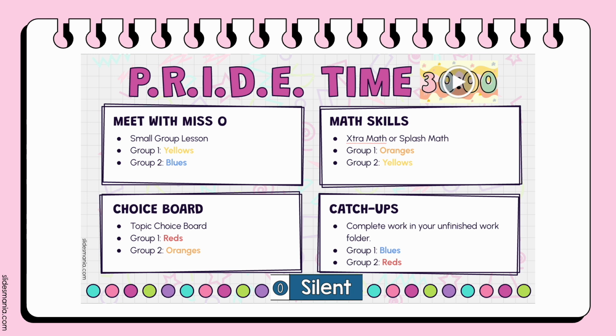As you can see with the timer in the top corner, this is a 30-minute time period, so each group has 50 minutes to do their task, which is switched around daily.